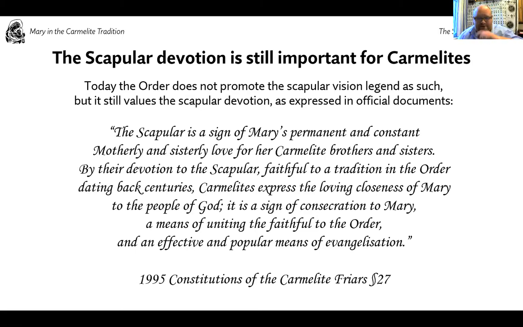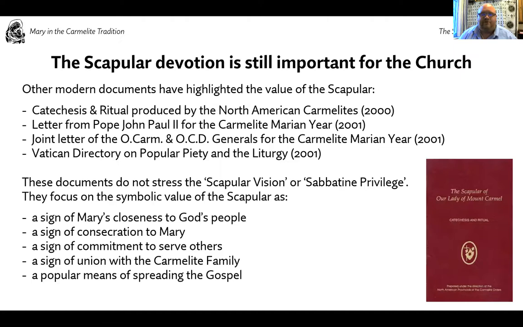This is the 1995 constitutions of the friars. As I said yesterday, we were awaiting the new ones. But the 1995 constitutions say the scapular is a sign of Mary's permanent and constant motherly and sisterly love for her Carmelite brothers and sisters. By their devotion to the scapular, faithful to a tradition in the order dating back centuries, Carmelites express the loving closeness of Mary to the people of God. It's a sign of consecration to Mary, a means of uniting the faithful to the order, and an effective and popular means of evangelization. And there are some other important modern documents you might like to look at.